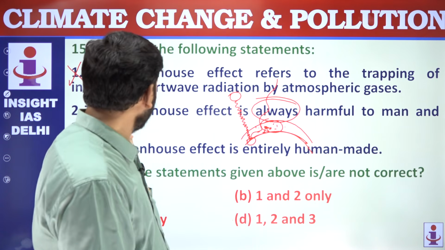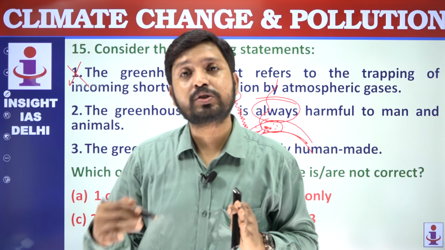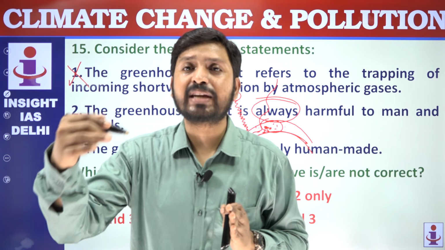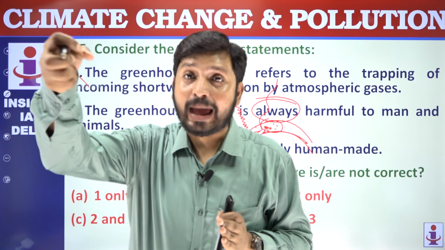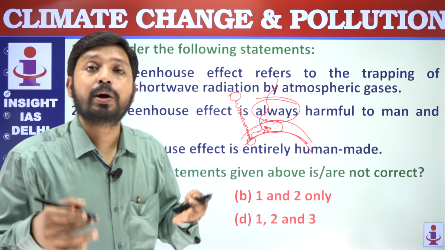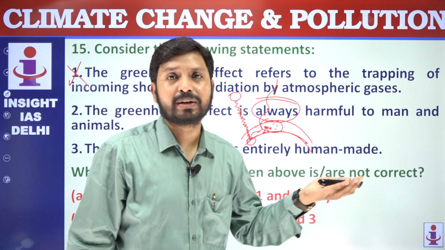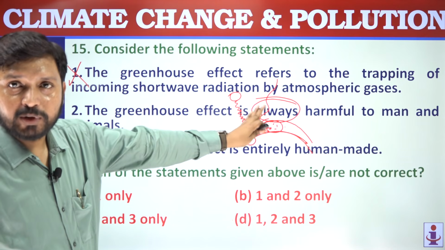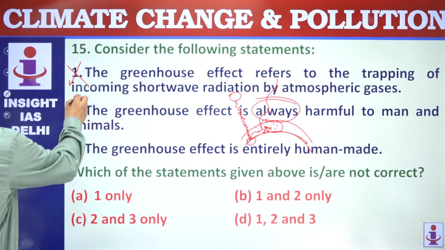So in a way, the greenhouse effect is a good thing for us. The problem is that human activities are releasing more and more carbon dioxide and other greenhouse gases, so more gases are in the atmosphere trapping these radiations and becoming more and more warm. Because of that, the temperature is increasing globally, which is called global warming. So it is not always harmful, it is actually helping humans and other species. So this is the wrong statement.